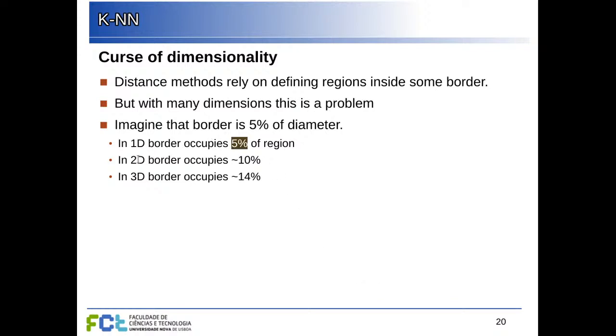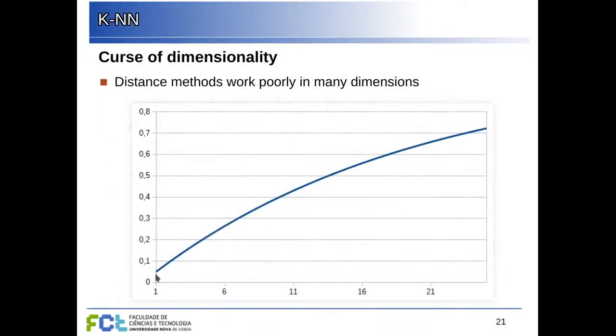If you extend this to 2 dimensions, then you have a circle, and the edge, if the width of the ring is again 5%, now the area it occupies is 10% of the circle, because now you have a wide ring all around your circle. If you go to 3 dimensions, then you have a shell, and it now is 14% of the area. In 4 dimensions, we can no longer imagine it, but it's even worse. And basically, if you plot this, a frontier of 5% in 1 dimension, in about 20 dimensions reaches about 70% of your data.